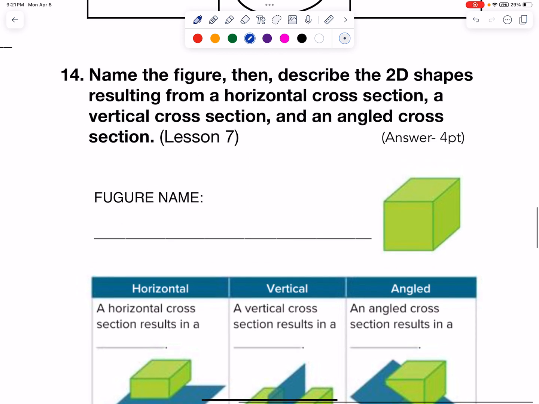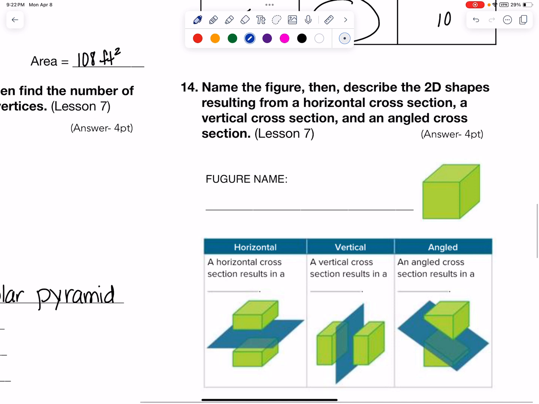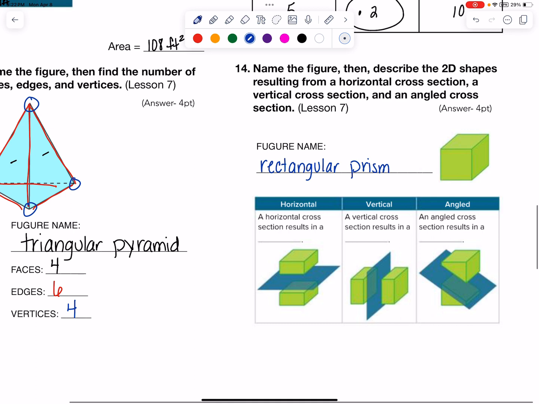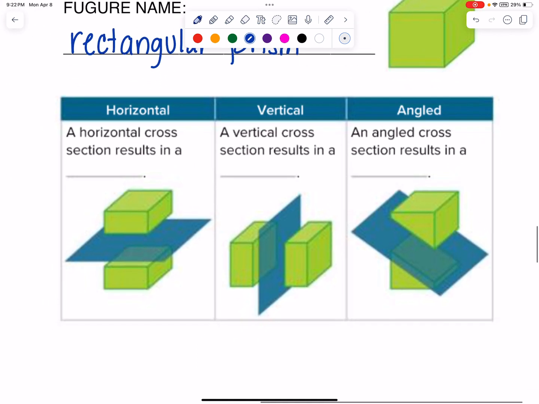Name the figure. So I know it's a prism because it has parallel bases. Okay. What kind of prism? Well, look at the shape. It's rectangular. Okay. So we have a rectangular prism. Okay. And then we can identify what shapes we get from the cross sections.